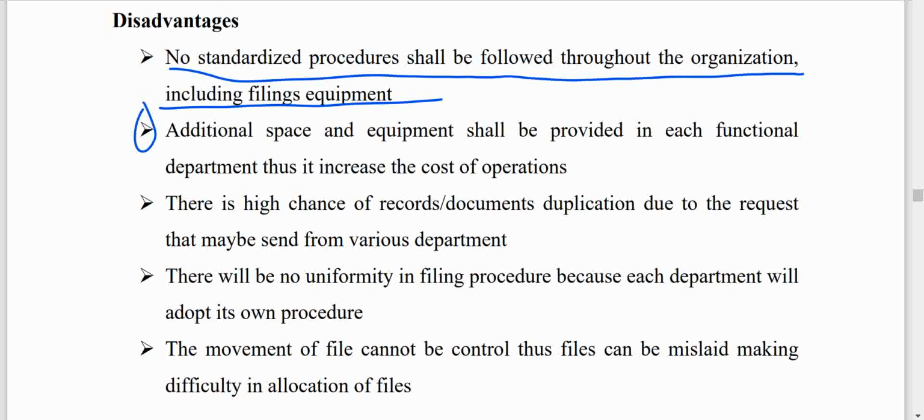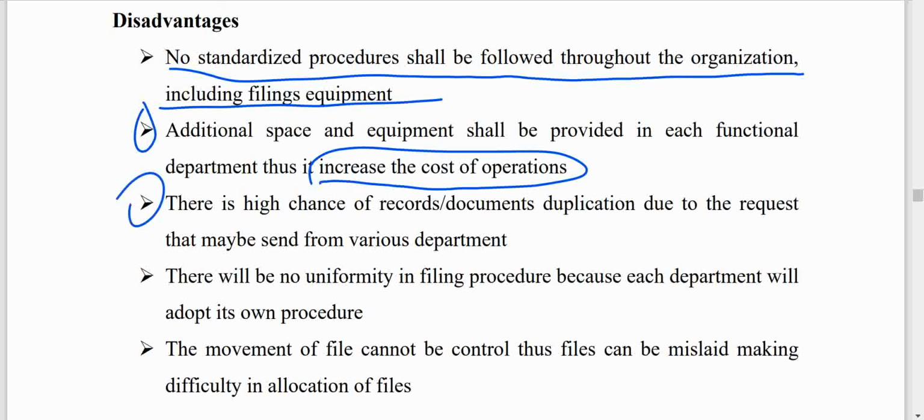Secondly, additional space and equipment shall be provided in each functional department. Therefore, it increases the cost of operations. If you have an inpatient department, emergency, heart clinic, ambulatory care department, all of them must have a medical record department, and they must have equipment like folders and shelves to keep their records. So the cost of operation will increase.